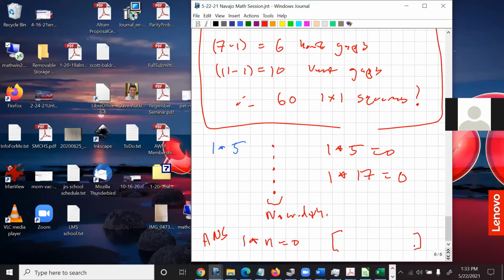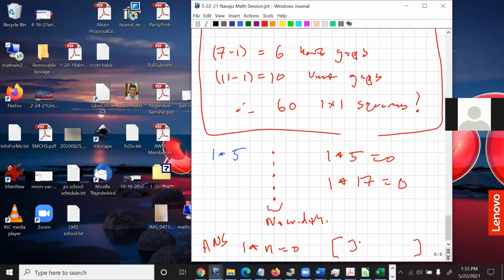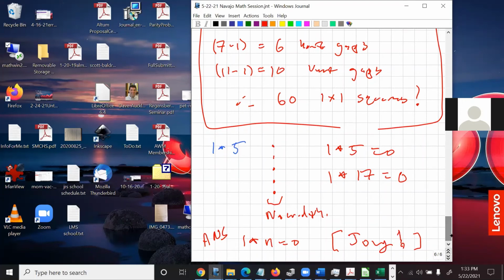Can I give a name here? I actually put that in the chat, because I considered that 1 asterisk 1 is equal to 0, 1 asterisk 2 is equal to 0. That means 1 asterisk n is equal to 0, where n is any integer. And this is Joy, yes. Pure joy. I love it. I maybe shouldn't take liberties with your name, but this is Joy's answer.